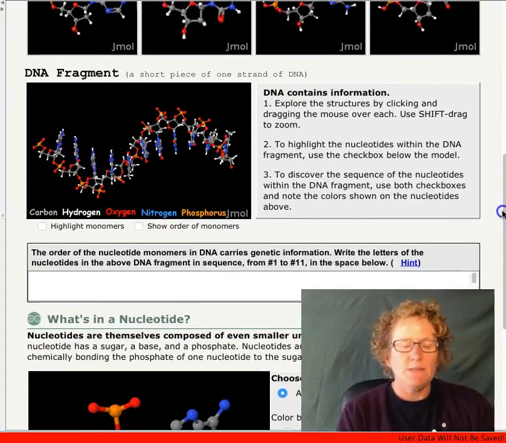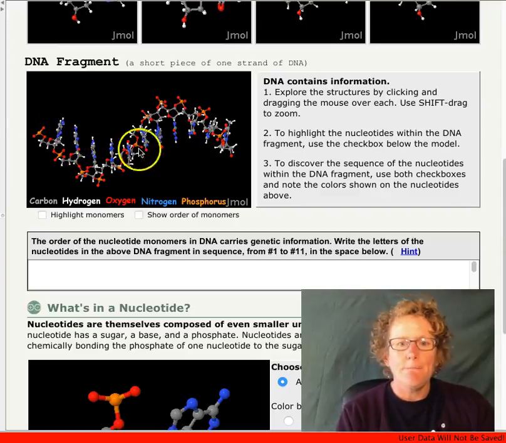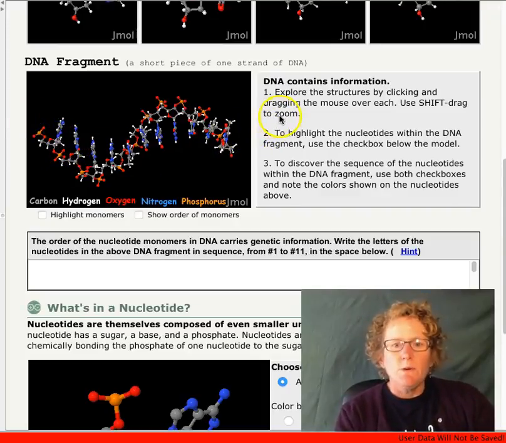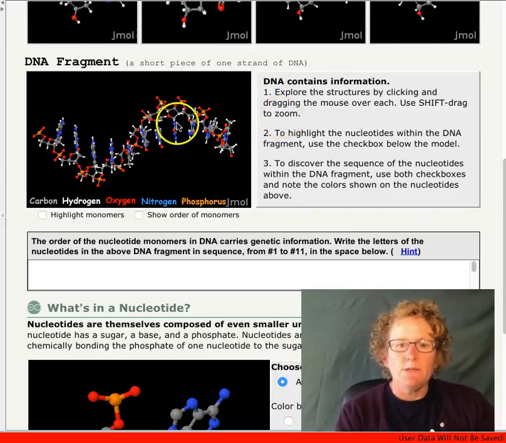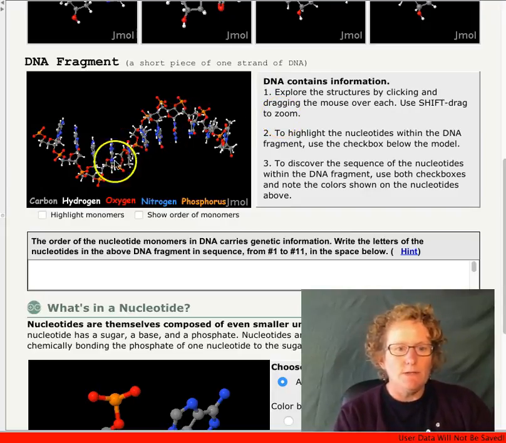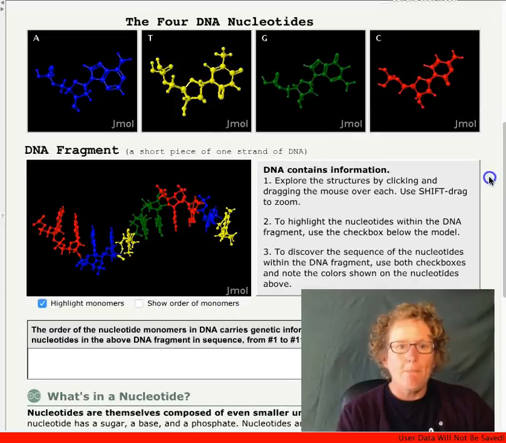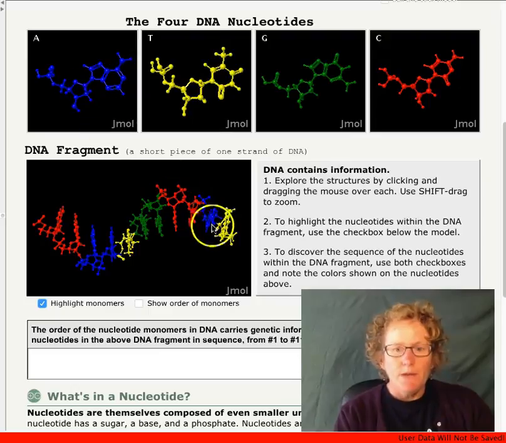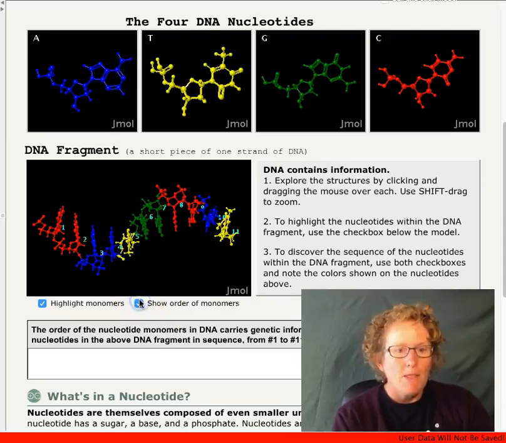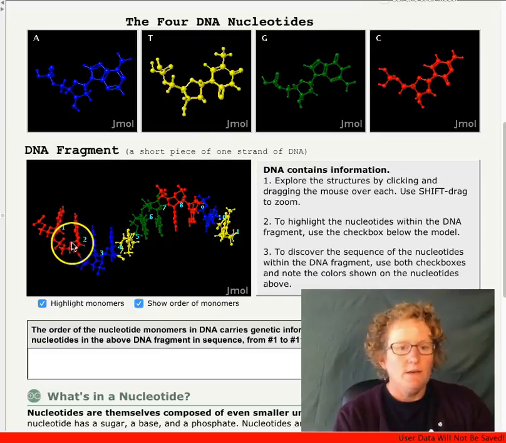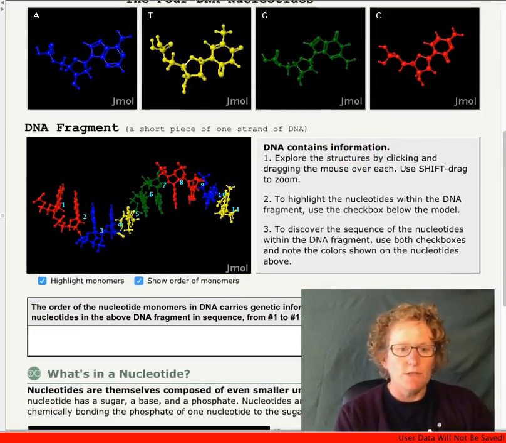Here's a DNA fragment. It's basically half of the twisted ladder. We're going to explore the structure by clicking and dragging the mouse. You can highlight the nucleotides if you want to, and highlight the monomers in different colors, and you'll notice those turn different colors too. So T is yellow and A is blue. To discover the sequence of the nucleotides, which is question 1, you can say 1 is the blue one, which is of course C. Number 2 is C. Number 3 is A. So now you know how to answer question number 1.